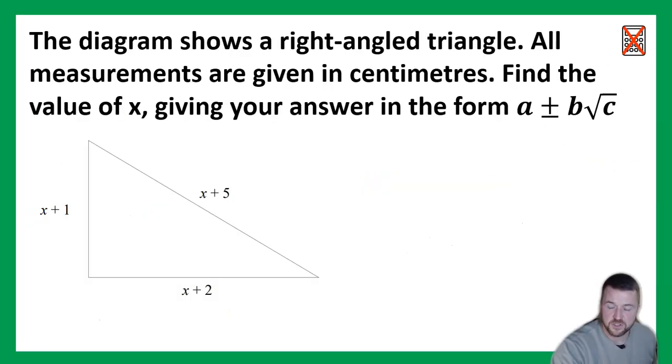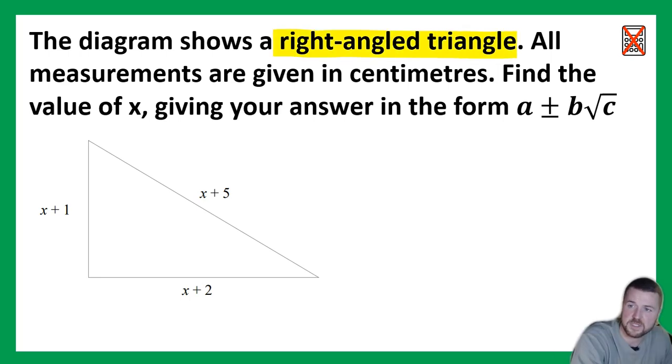On to the advanced question, one of the trickier questions that you're likely to find on this topic. The diagram shows a right angle triangle. All measurements are given in centimetres. Find the value of x, giving your answer in the form of a plus or minus b root c. This part here is a big clue for how we're going to access the question.